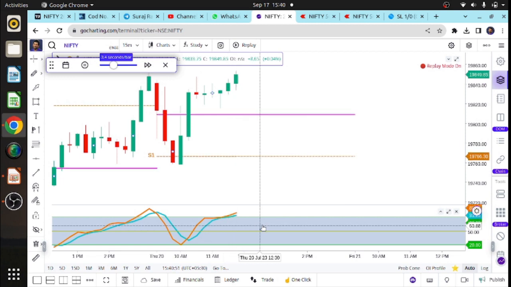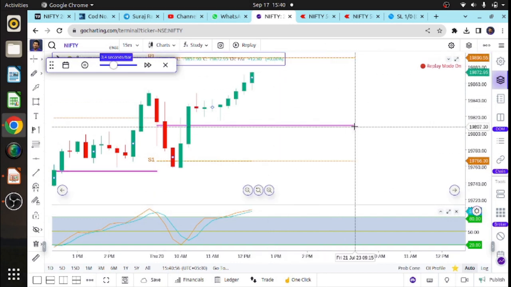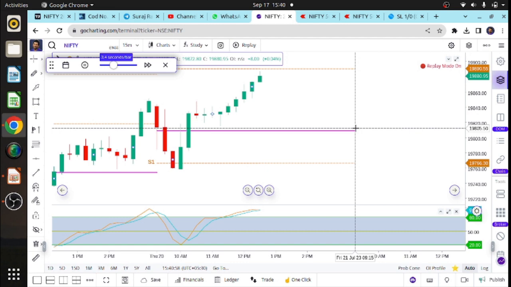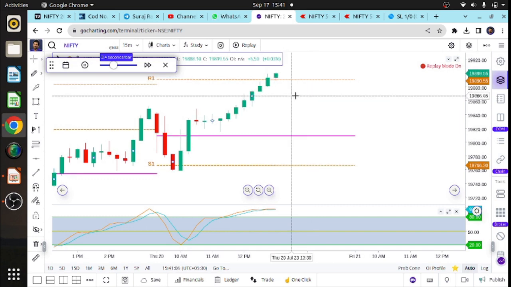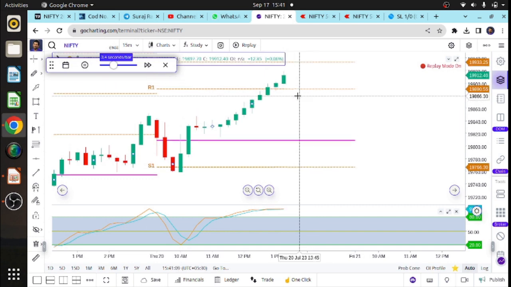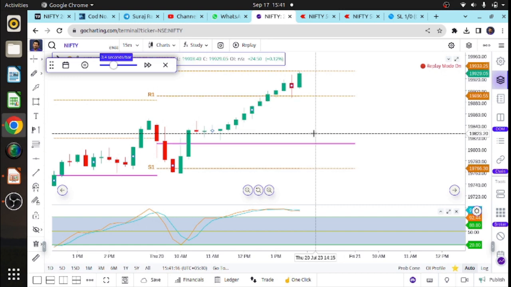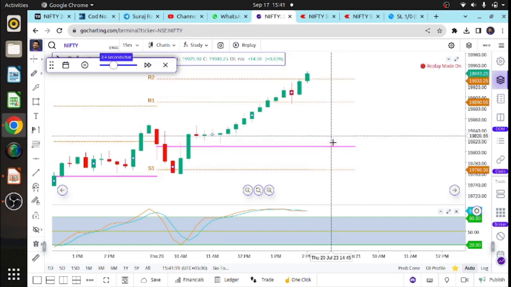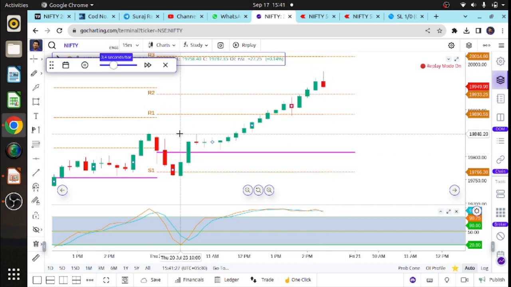So if it comes near R1 we can take the put option, but Nifty is still moving up, so we are still trailing the stop loss. And now it has come near the R1 region. Here it has broken R1 also, and it is going towards the R2 region. Now here we can take the put option near the R2 region with a small stop loss.